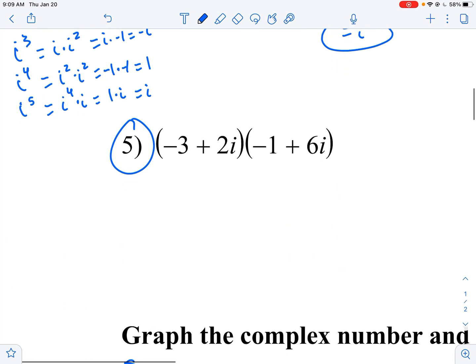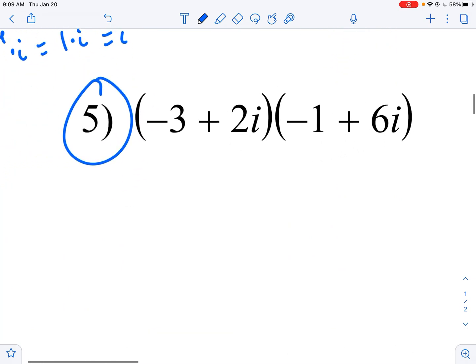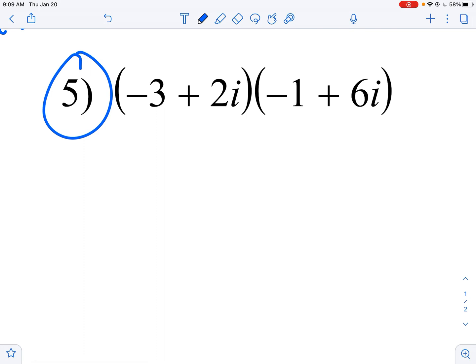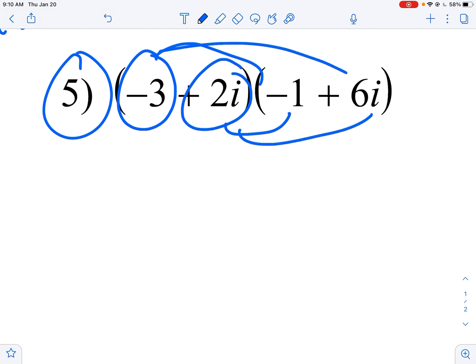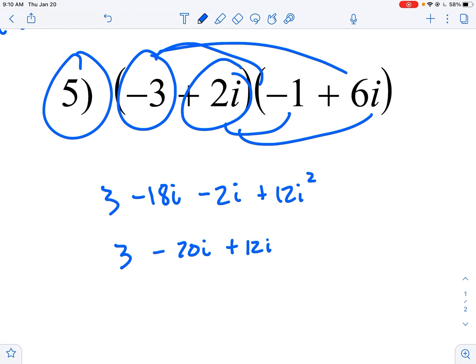Or the imaginary number. And you need to be able to deal with i in certain other contexts, such as when you've got to multiply these two things together. Well, it's not too bad. Remember, you take the first term, you times it through, you take the second term, and times it through. You end up with 3 minus 18i, and then minus 2i, and then plus 12i squared. It's kind of just like multiplying two binomials together. It makes kind of a quadratic looking thing. And we're going to simplify this. So you got 3 minus 20i plus 12i squared.